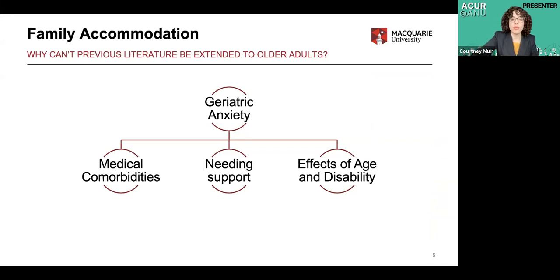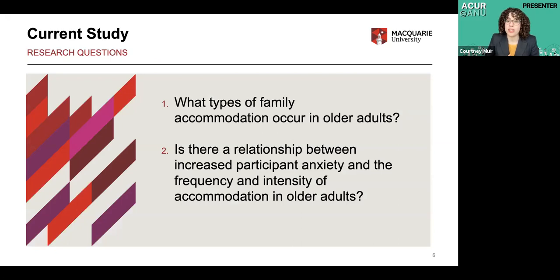That brings me to the current study that I conducted, and I asked two main questions. One, what types of family accommodation occur in older adults? And two, is there a relationship between increased participant anxiety and the frequency and intensity of accommodation in older adults?